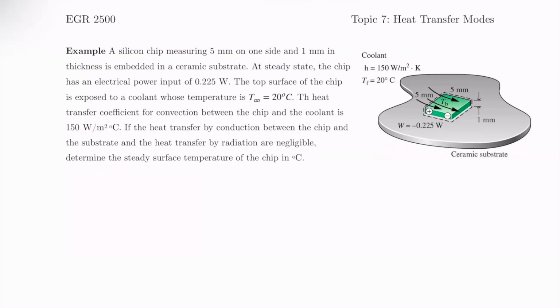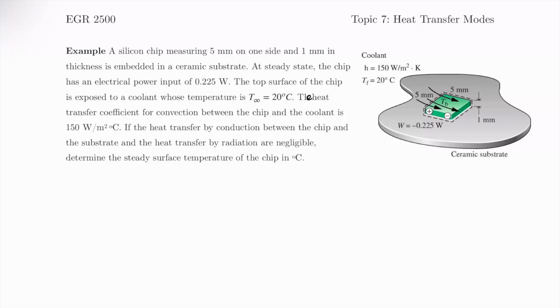We have a silicon chip measuring 5 millimeters on one side and 1 millimeter in thickness, embedded in a ceramic substrate. At steady state, the chip has an electrical power input of 0.225 watts. The top surface of the chip is exposed to a coolant whose temperature is 20 degrees C. The heat transfer coefficient for convection between the chip and the coolant is 150 watts per meter squared degree C. If the heat transfer by conduction between the chip and the substrate and the heat transfer by radiation are negligible, determine the steady surface temperature of the chip in degrees C.